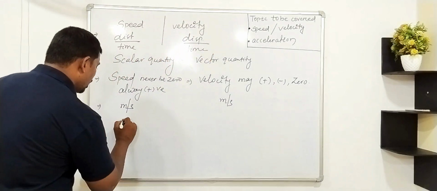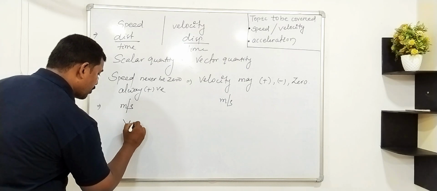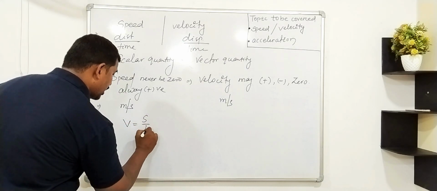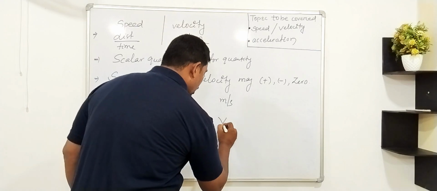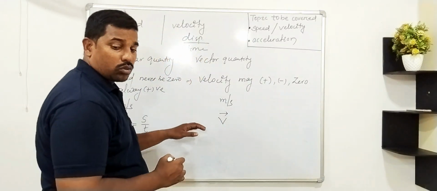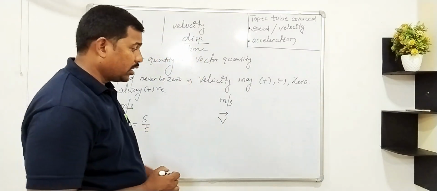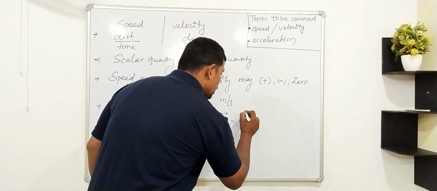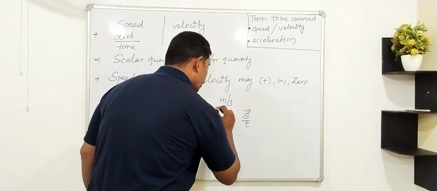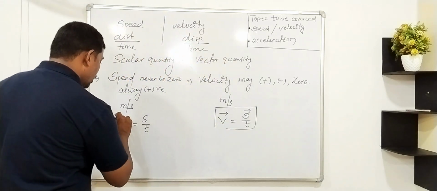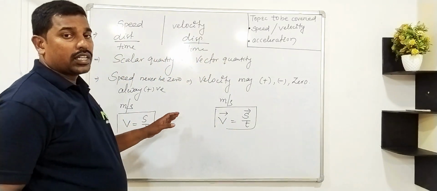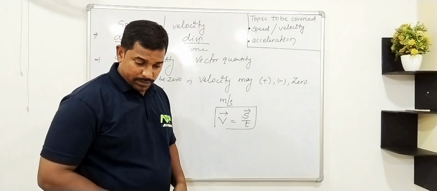Mathematically, it is represented as v equal to s by t. Here v is a vector, since it is a vector quantity, so we must put an arrowhead over it: v vector equal to displacement by time. These are the main differences between speed and velocity.